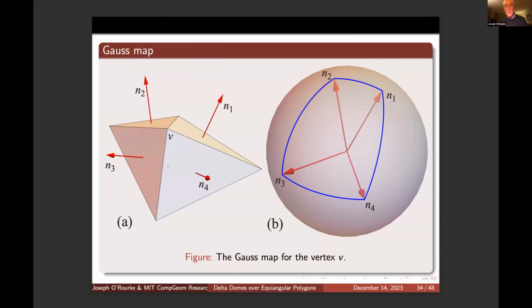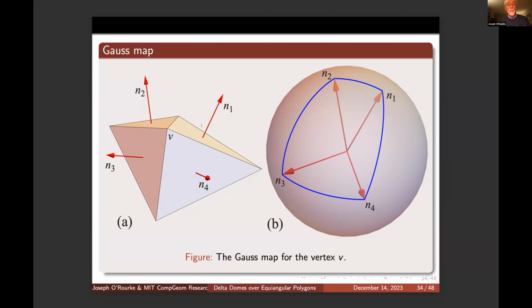And this uses a mechanism called the Gaussian sphere, which many of you have encountered. It's a very beautiful idea called the Gauss map. So over here on the left is a polyhedral vertex and normal vectors. In this case, it's degree 4. So you get 4 normal vectors. And now the Gauss map is you take a unit sphere and you translate these normal vectors whose base is on the center of the sphere. And you get a picture like this.